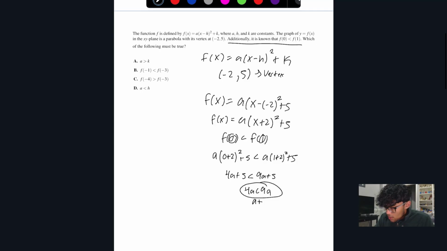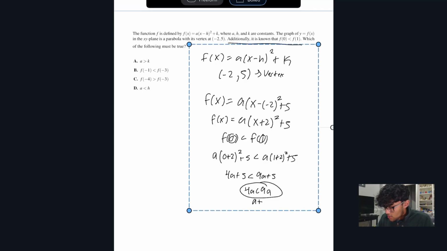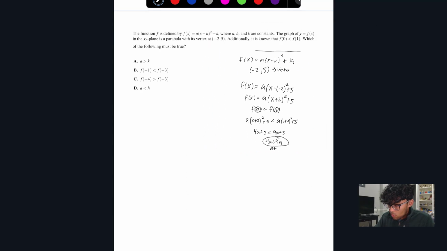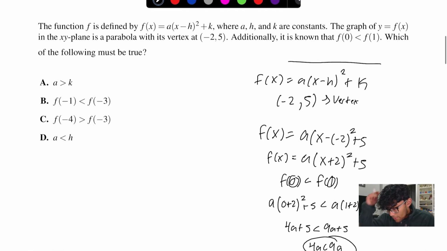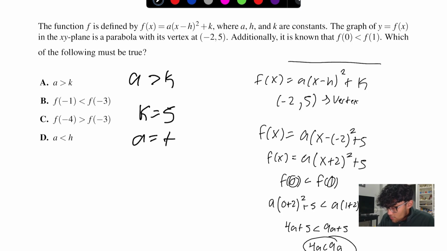So let's see if we can guess and check with the rest of the answer choices to figure out which answer choice is correct. Okay, answer choice A. a is greater than k. Well, we know that k is the y value and k is equal to 5. We know that a is positive. Okay, so I don't know if we can say this must be true because although a is positive, it could be 1, 2, 3, or 4, which would make this answer choice false. So this does not have to be true.